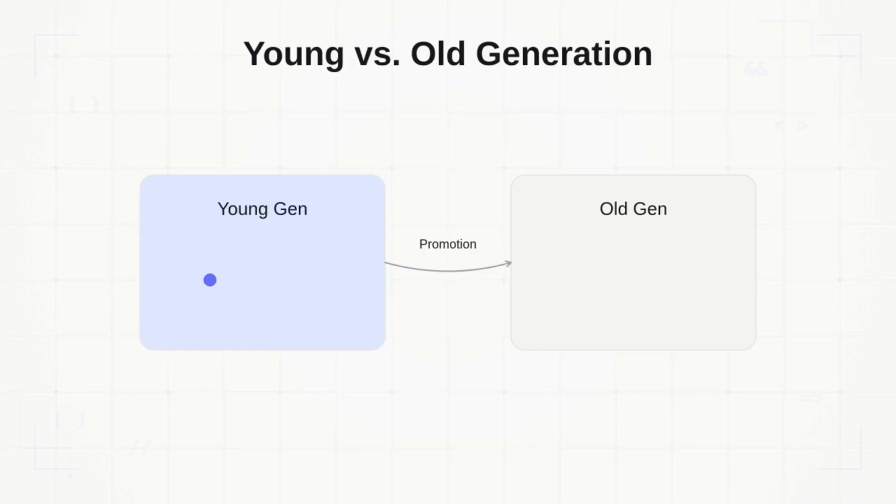Major collections of the old generation, often called full GC, are significantly more expensive because they must scan a much larger area. If your application leaks objects into the old generation faster than they can be cleaned, you hit the dreaded full GC pause, which can last seconds and halt all progress.